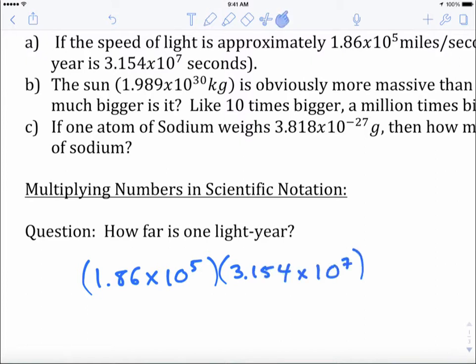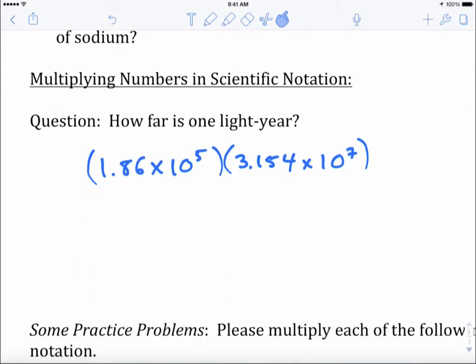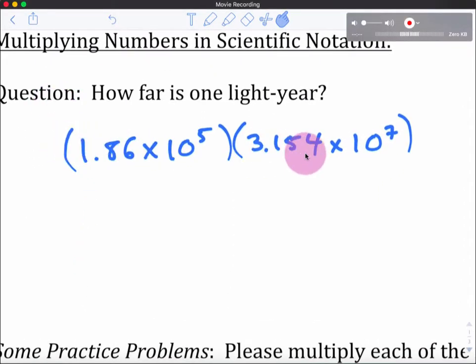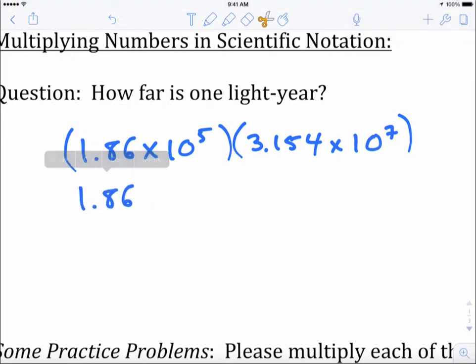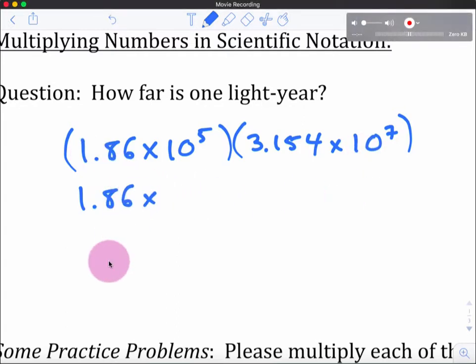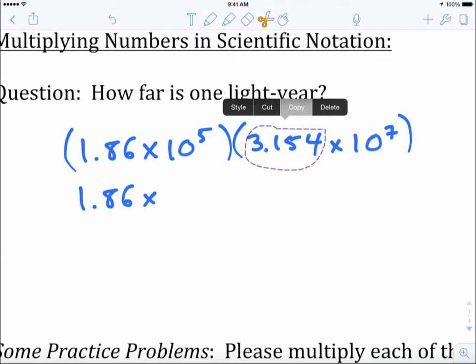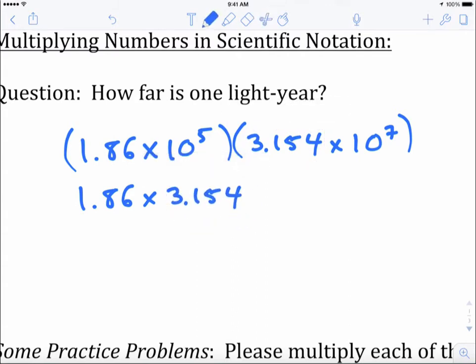All right, so all we got to do is multiply these. And it's actually not so tough. What we've got here is multiplication throughout. I might even say this as 1.86 times 10 to the fifth times 3.154 times 10 to the seventh. So I'm going to do a little bit of rearranging because I think it would be much easier to write it as such: 1.86 times, I'm going to use an x for multiplication so we don't get it mixed up with decimals, 3.154, just using the commutative property of multiplication, times 10 to the fifth times 10 to the seventh. That's all I did, I just rearranged the terms that we were multiplying.